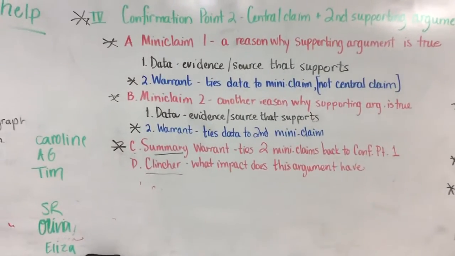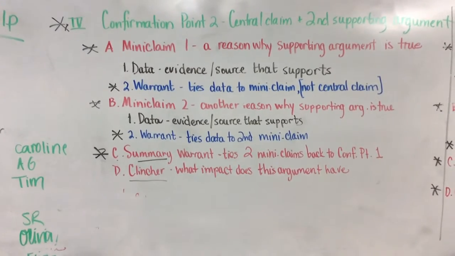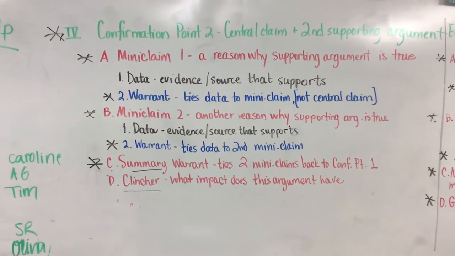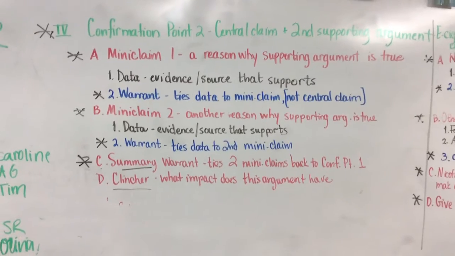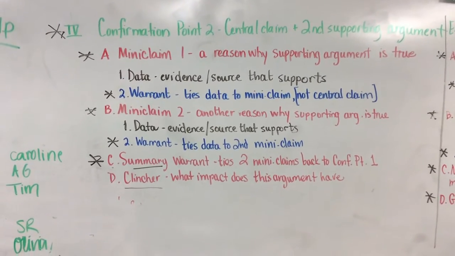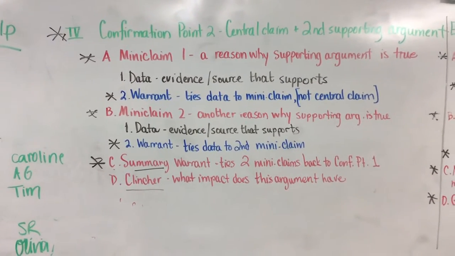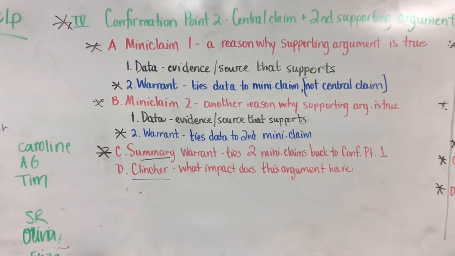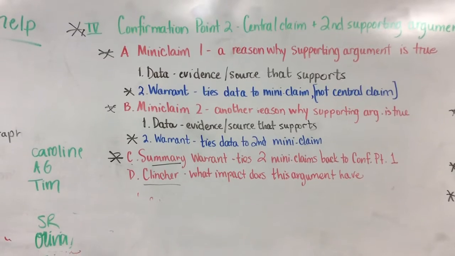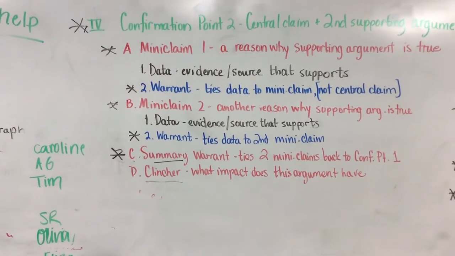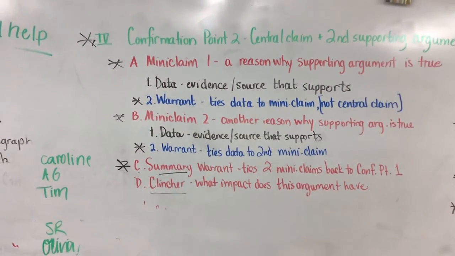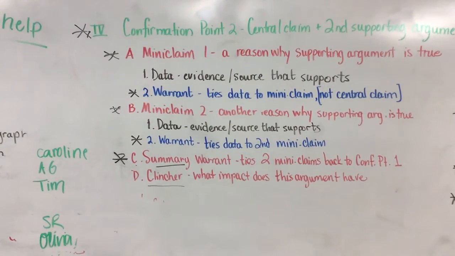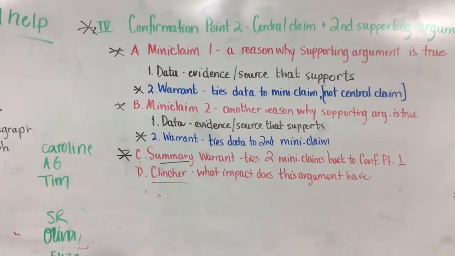And then what she does not have is a clincher. What would a clincher do? It would show the impact of this argument. So what's the impact of e-cigarettes containing harmful chemicals? Well, the impact could be something like teens often have the illusion of safety with e-cigarettes, but in fact, they are developing an addiction as bad as that to cigarettes. Okay?